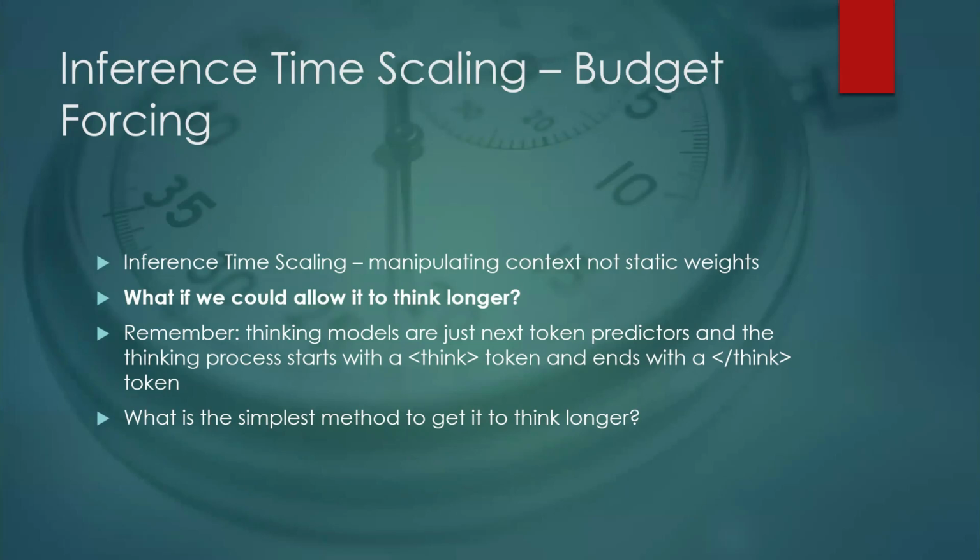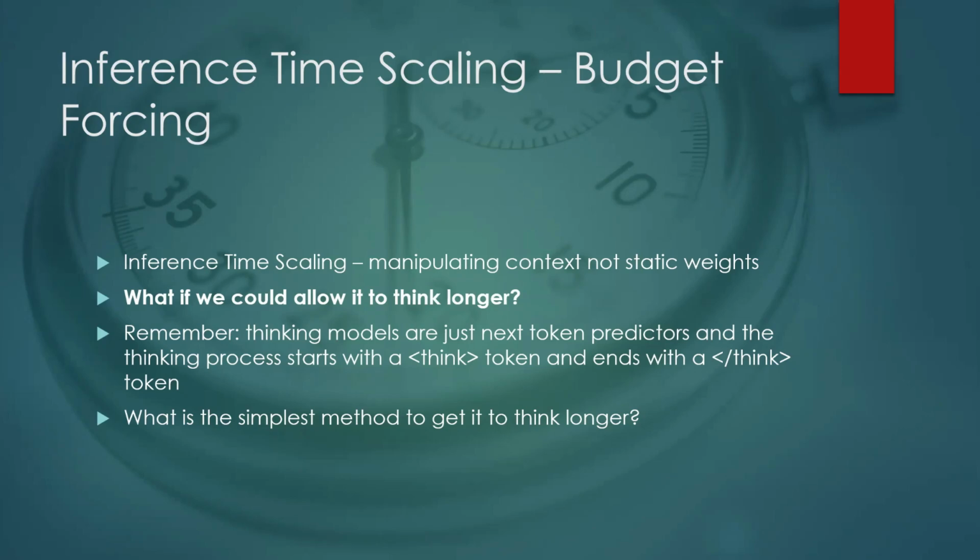Inference time scaling is kind of interesting because what you're doing is you're manipulating the context to make the model have more accurate results. And so the model itself has static weights, so you can't really change what it knows, but you can actually change how it thinks, right? And the Stanford guys, they were actually thinking about this problem. They said, hey, what can we do to make it think longer? And remember, the thinking process is just governed by a start think token and an end think token. And so what would be the simplest way to make it think longer?